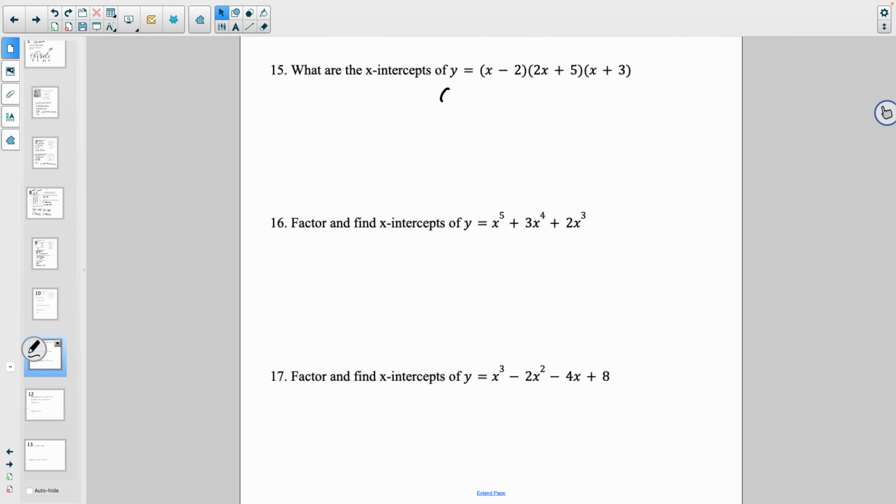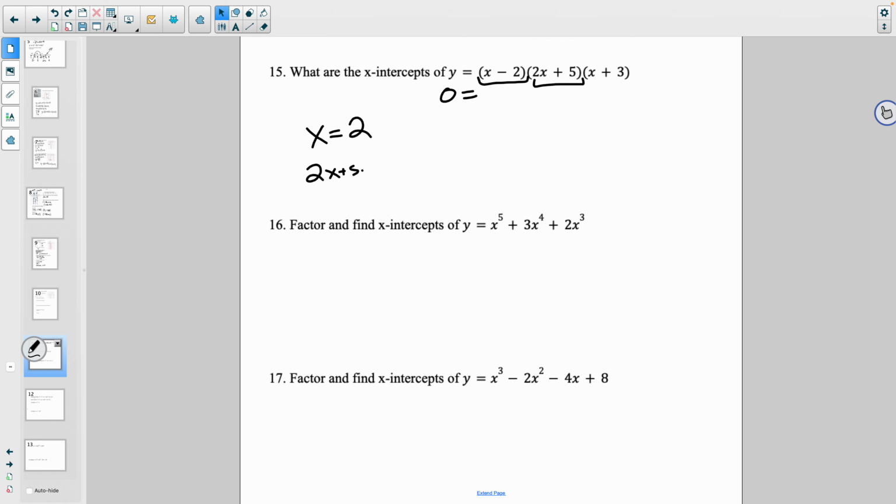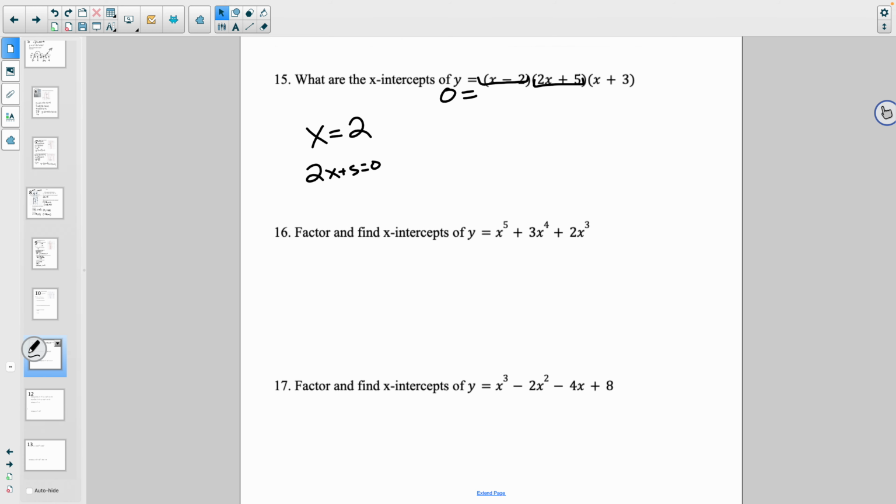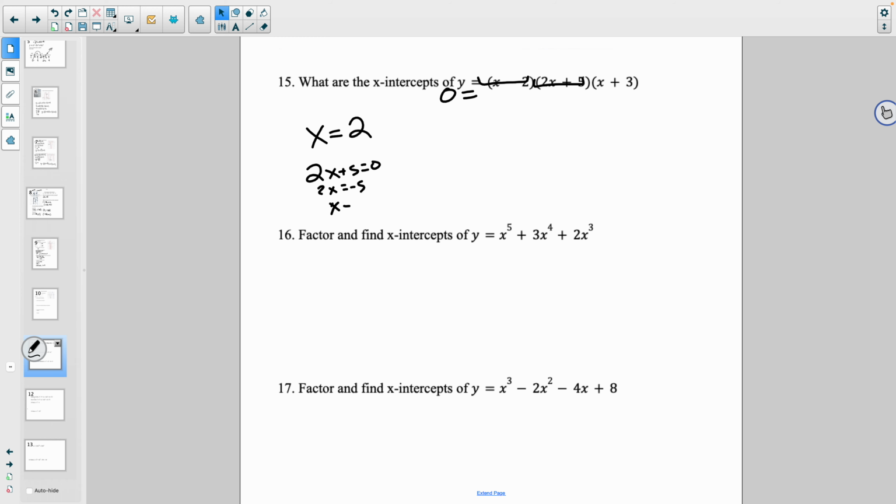It's basically like if we make y equal to 0, right, what's going to make this equation 0? So for this one, x could either be 2, right? We want to look at each individual part. So let's look at this one first. What makes that part 0? That's going to be 2. What makes this part 0? Here we could just take 2x plus 5 and set it equal to 0 and solve for x. So we can say 2x equals -5. So x equals -5 over 2. And then this last one, we just have x equals -3, right? So we have 3 x-intercepts, 1, 2, 3, right?